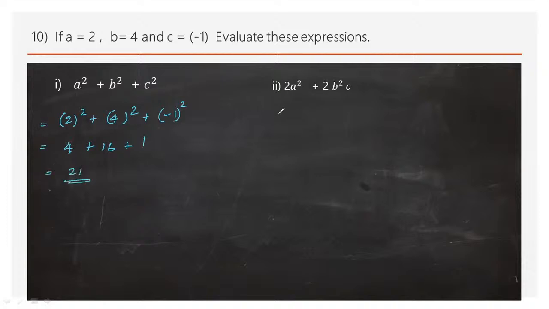Next one, 2a squared. 2 into a is 2 squared, plus 2 into b is 4 squared, plus, not minus, right? Into minus 1. 2 into 4 plus 2 into 16 into minus 1. 2 times 4, 8. Minus 2 times 16, 32, into minus 32. 8 minus 32, minus 24.